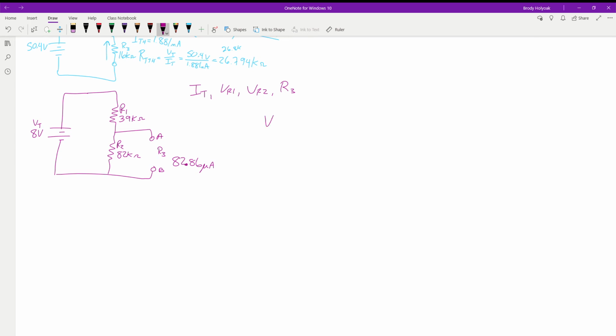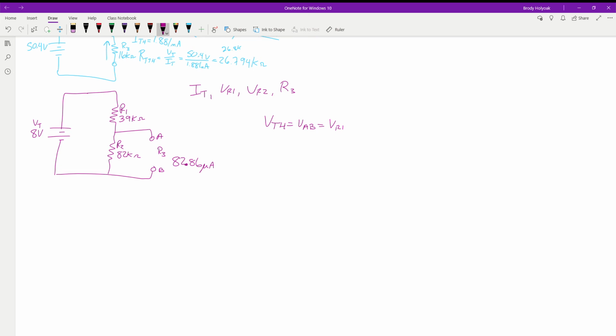So V Thevenin is equal to the voltage from A to B, which in this case is VR1 as it's drawn after the removal of R3. The big thing to remember is once we start to Thevenize, we're changing the circuit. So the values we're finding here are not the actual R1, R2, whatever values. It's just for our Thevenin analysis.